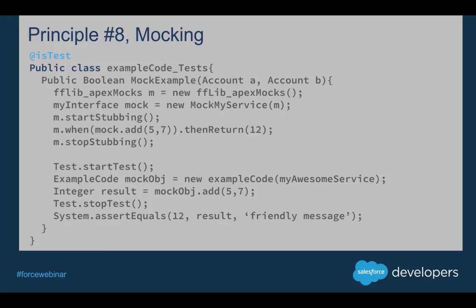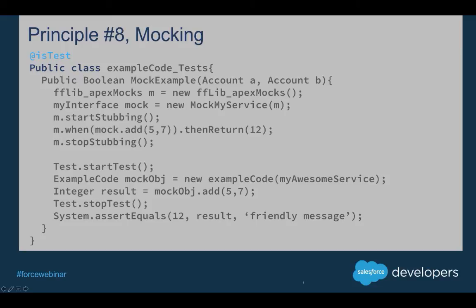And when we actually go to run our test here in the startTest and stopTest section, you'll see that it calls our example code, and it tests that it gets the result back by calling mockObject.add 5 and 7, which is exactly what we stubbed out, so we know that it will return 12. So in this situation, we've got it set to assert equals 12, and compare that to our result, and give us a friendly message back if it fails. So that's sort of the basics of mocking.